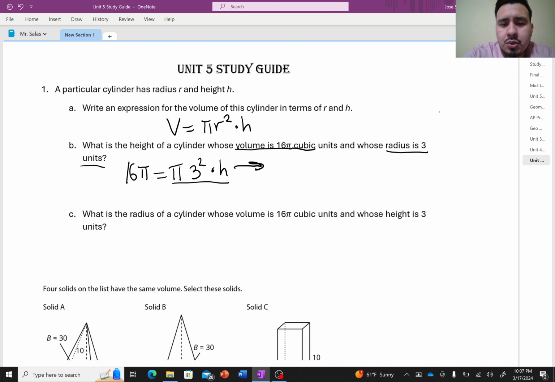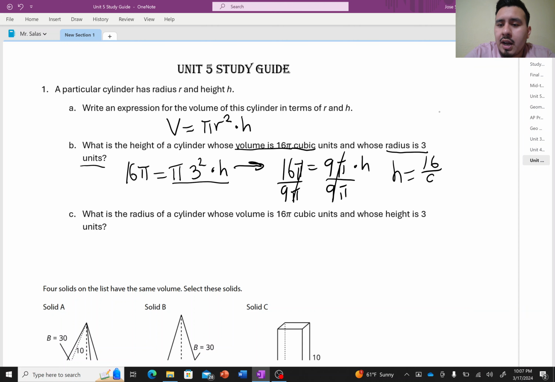That leads me to 16 pi is equal to 9 pi times h. If I want to solve for h, I'm going to divide by 9 pi. Divide by 9 pi. The 9 pi's get canceled out, and I get that h is equal to, by the way, these pi's also get canceled out, 16 over 9.